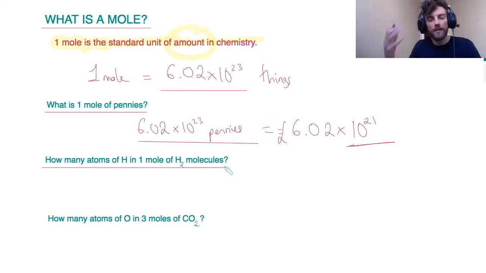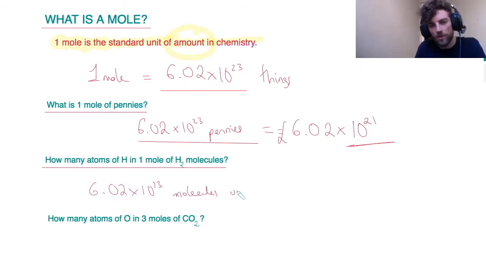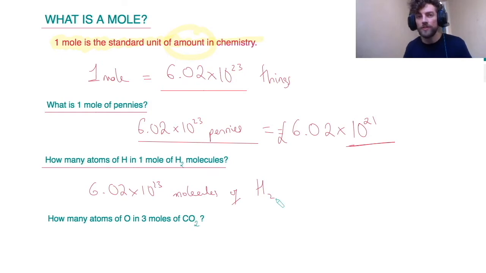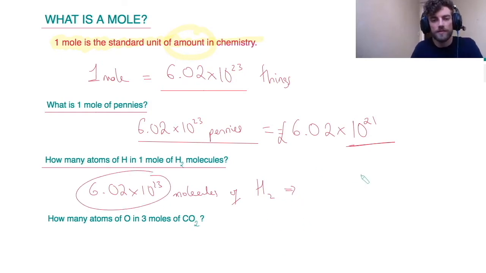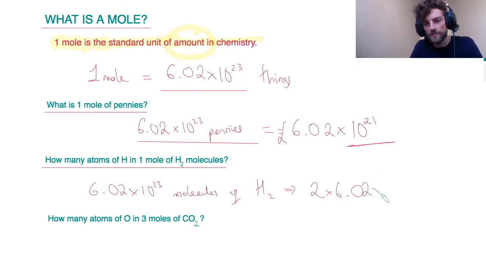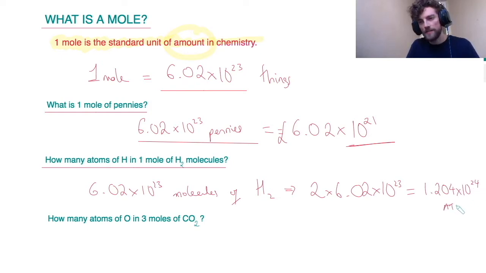Next up, we can take a look at how many atoms of H in 1 mole of H2 molecules. If I've got 1 mole of H2 molecules, I've got this many molecules of H2. And in every molecule of H2, there are 2 hydrogen atoms, and therefore I simply need to multiply Avogadro's number by 2 to get the number of atoms that are there. If I do that in my calculator, I get 1.204 times 10 to the 24 atoms of H, or hydrogen.